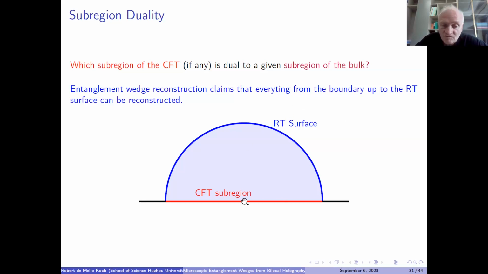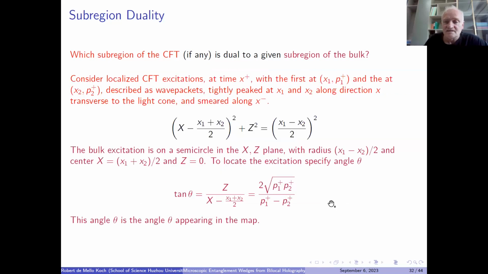But the claim is, what we expect is that we can reconstruct everything up to that surface. Okay. So to explore what bilocal holography says, remember there's two excitations sitting inside our bilocal. We're going to consider excitations described by wave packets. The first excitation in the bilocal will be in a wave packet that's tightly peaked around x1 and around p1 plus. And the second excitation in the bilocal will be tightly peaked around x2 and around p2 plus.